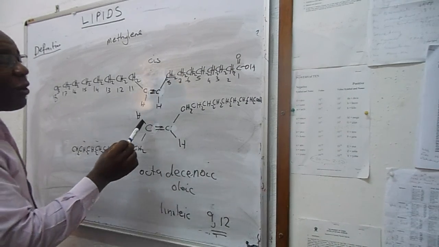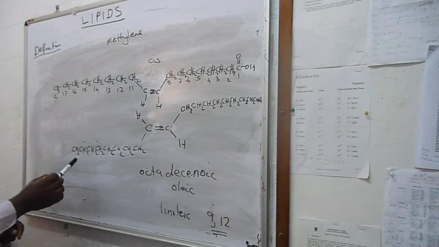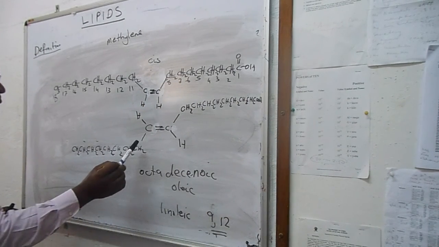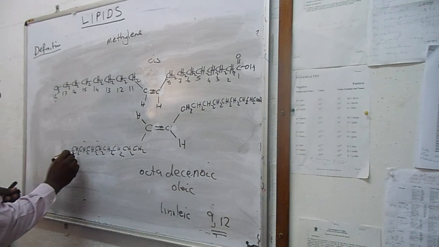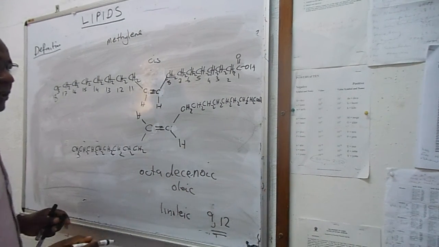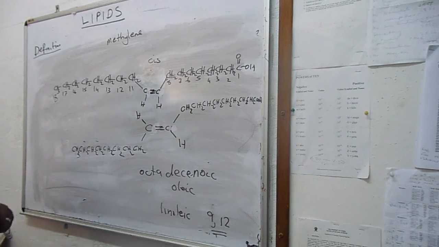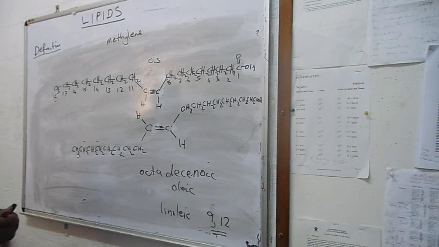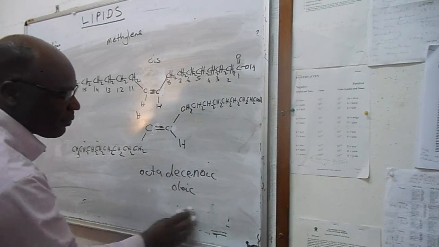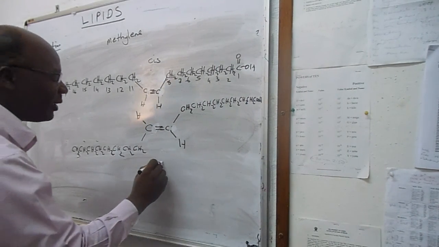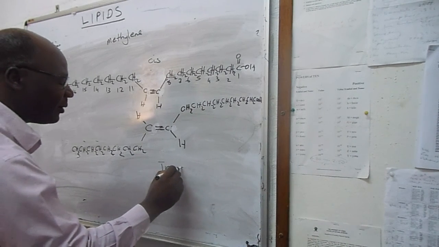But you can also have this configuration where this group is opposite the other group. Remember this is a methyl group. So this is a trans configuration. So fatty acids, if they have a double bond, the configurations that are possible are a cis configuration and a trans configuration. So this is a trans configuration.